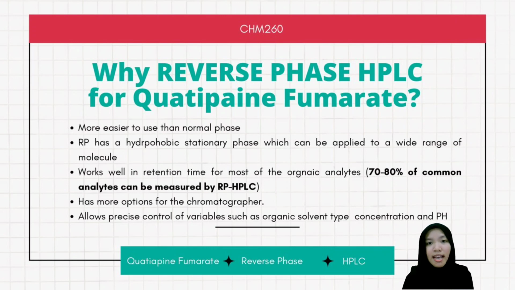Third, reverse phase has more options for the chromatographer. It also allows precise control of variables such as organic solvent type, concentration, and pH. Last, the reverse-phase HPLC method is very simple, rapid, sensitive, accurate, and precise for the estimation of quetiapine in bulk and tablet dosage forms.